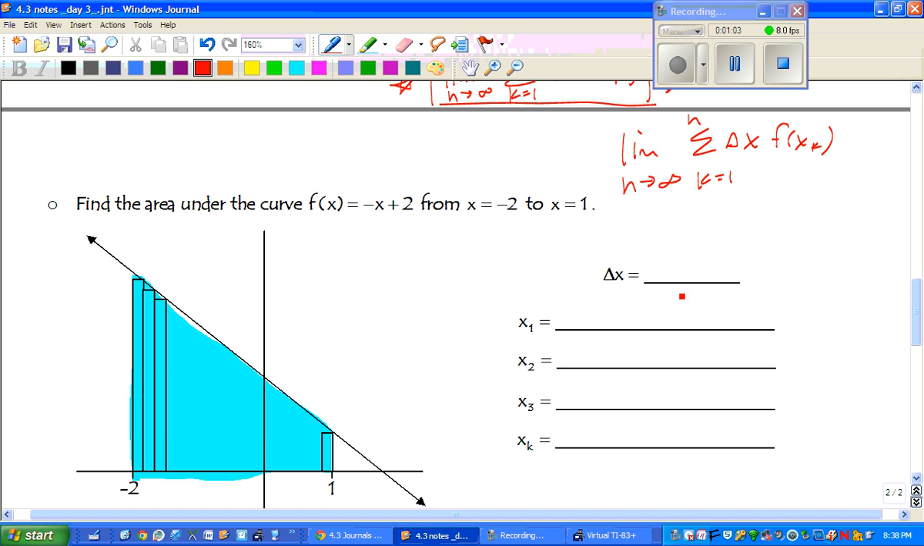So we need to know what delta x is first. Remember, that's going to be b minus a over n. So our a is the left endpoint. Our b is the right endpoint. So we're going from negative 2 to 1. So we've got 1 minus negative 2 over n. So 3 over n. That's our delta x.